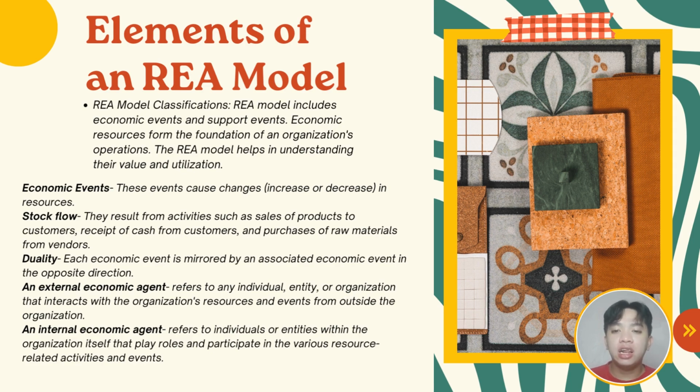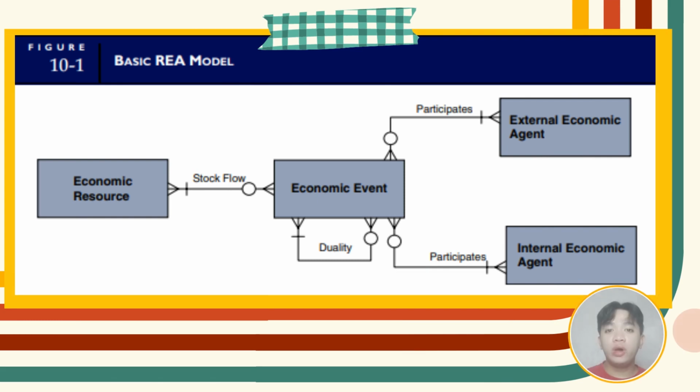an internal economic agent. Now we are in this table that illustrates the basic REA model, figure 10-1. Now, first is economic resources. Economic events cause changes, an increase or decrease in resources. Then the stock flow is the result from activities such as sales of products to customers, receipt of cash from customers, and purchases of raw material from vendors.